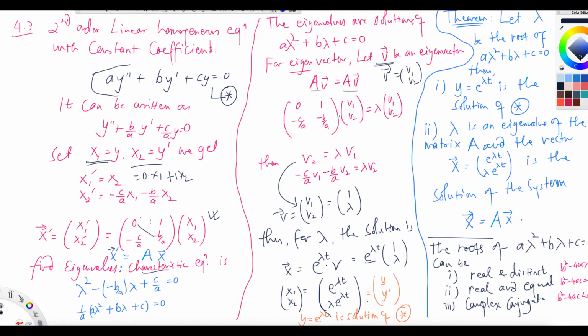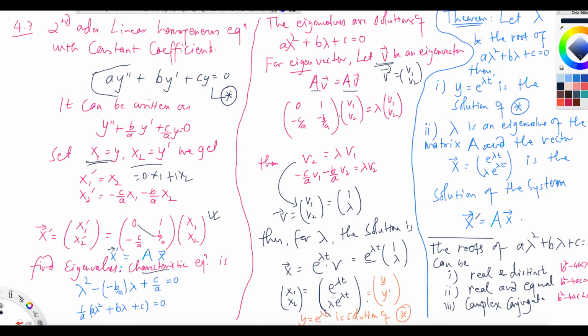So to find the eigenvalue, you don't have to change into the pair of two linear ODEs. What you can do is just replace y double prime with lambda square, y prime with lambda, so a lambda square plus b lambda plus c equals 0. That's what you do. And then solve that equation and you will get the eigenvalue. Lambda is an eigenvalue of that matrix A. And the vector x equals e to the lambda t, lambda e to the lambda t is the solution of the system x prime equals Ax. Okay, so this is what we saw here.